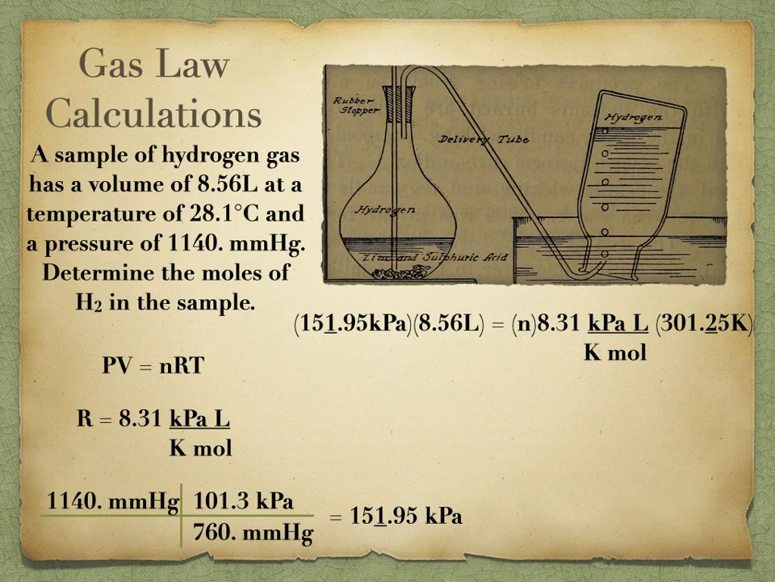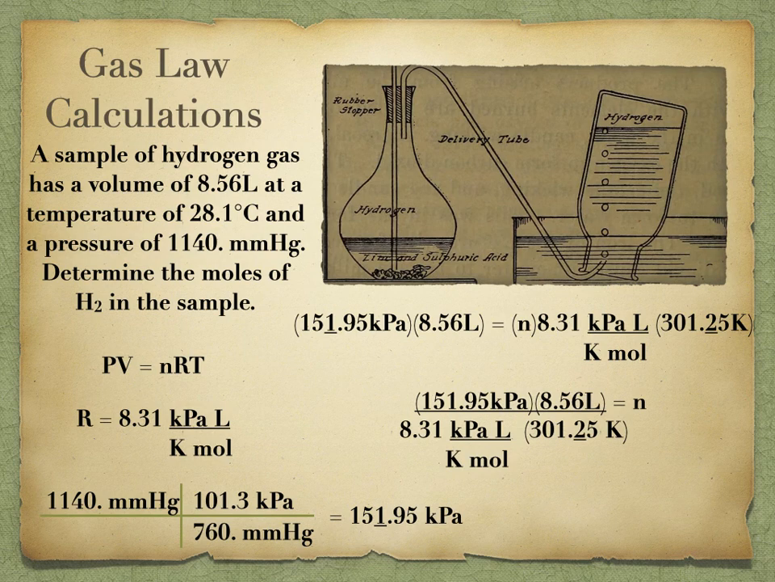Okay, so here's the setup. Pressure and volume are on the left. n times our constant, 8.31, times 301.25. So that's the 28.1 plus 273.15. And again, I did not round that value off yet, but I did underline where I should have rounded it off. We're going to need to get the n by itself, so we're going to move those other two values to the other side of the equation by dividing. And that gives you this expression here.